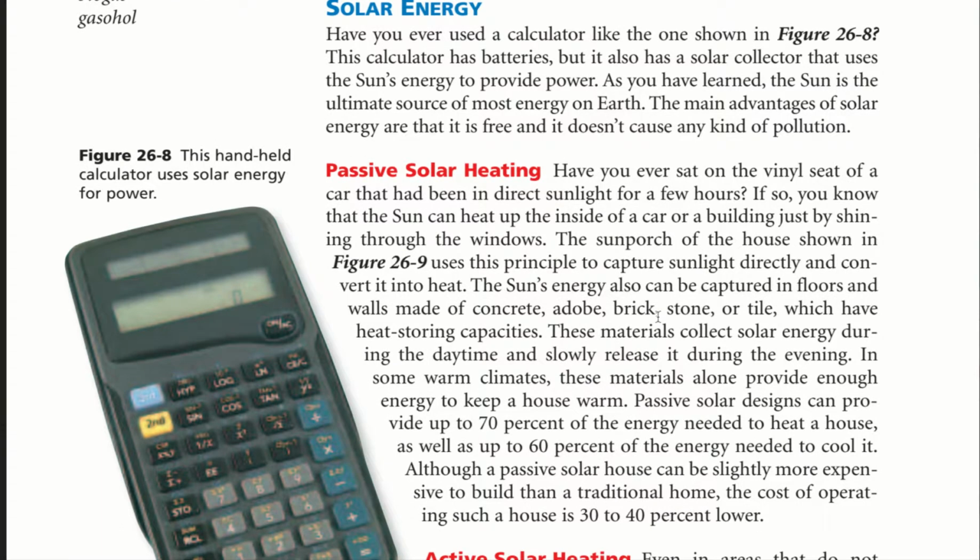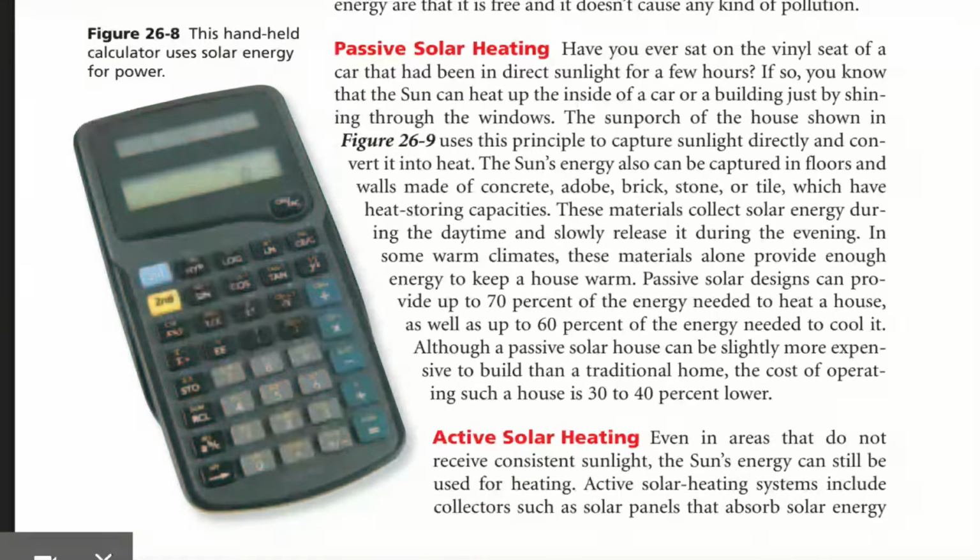Solar energy. Have you ever used a calculator like the one shown in Figure 26.8? This calculator has batteries, but it also has a solar collector that uses the sun's energy to provide power. As you have learned, the sun is the ultimate source of most energy on Earth. The main advantages of solar energy are that it's free and it doesn't cause any kind of pollution.